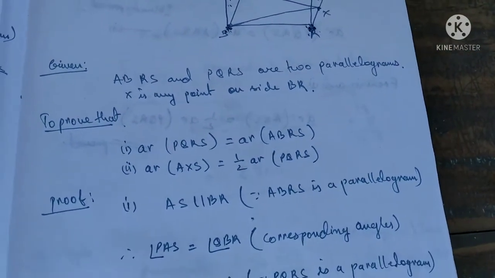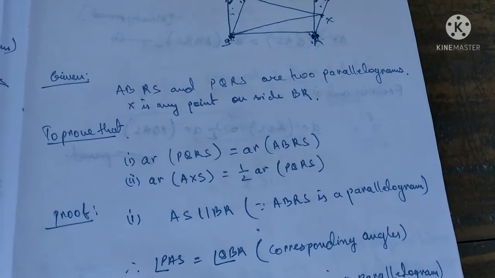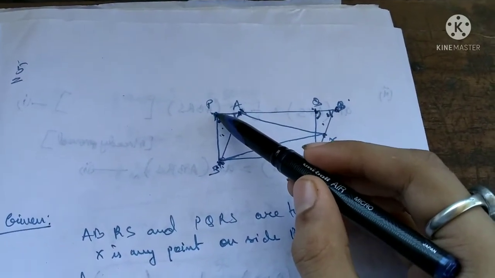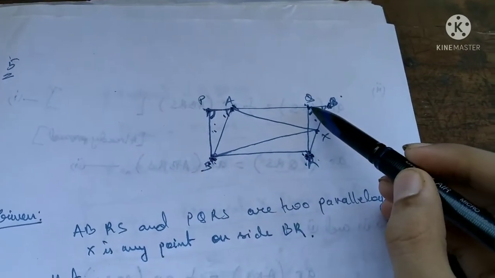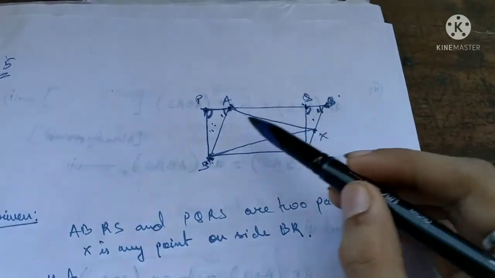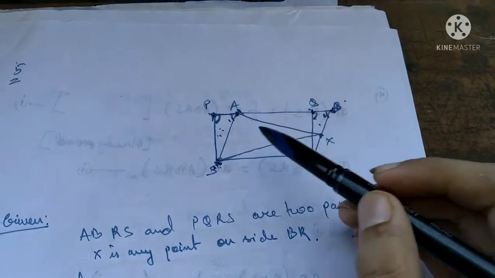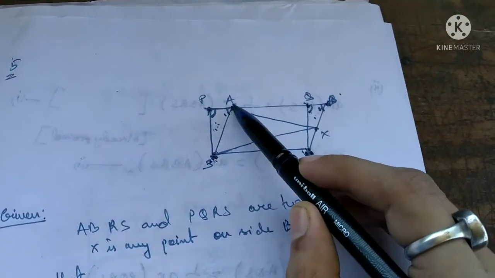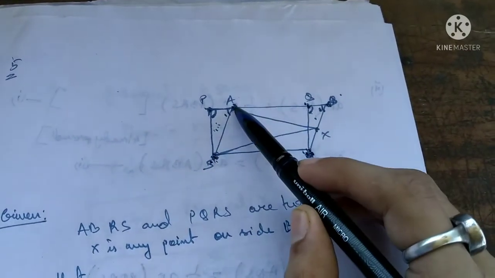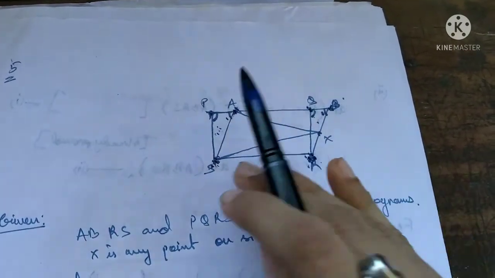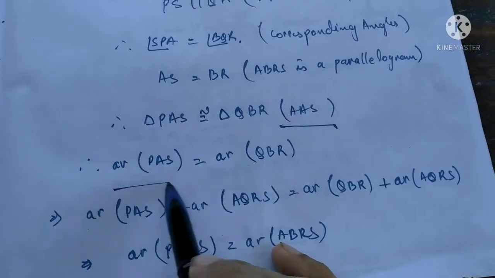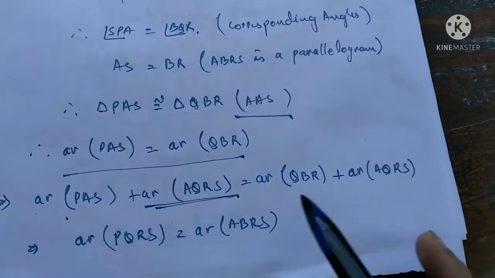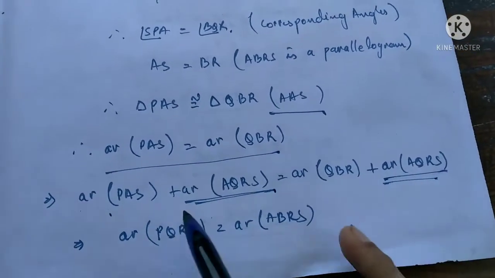Okay, so now in here you see, I got area of triangle PAS equals area of triangle QBR. These two triangles' areas are equal. Now, on both sides I will add the area of ABRS. And on both the left-hand side and right-hand side, I will add the area of AQRS.